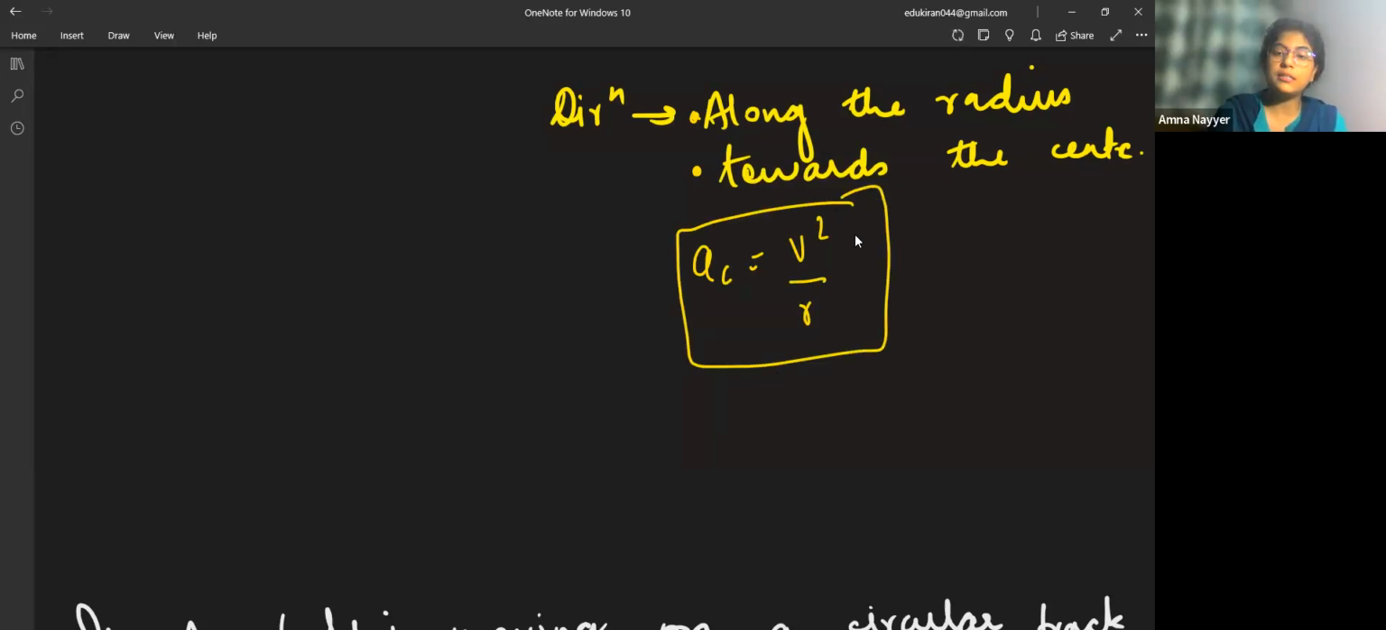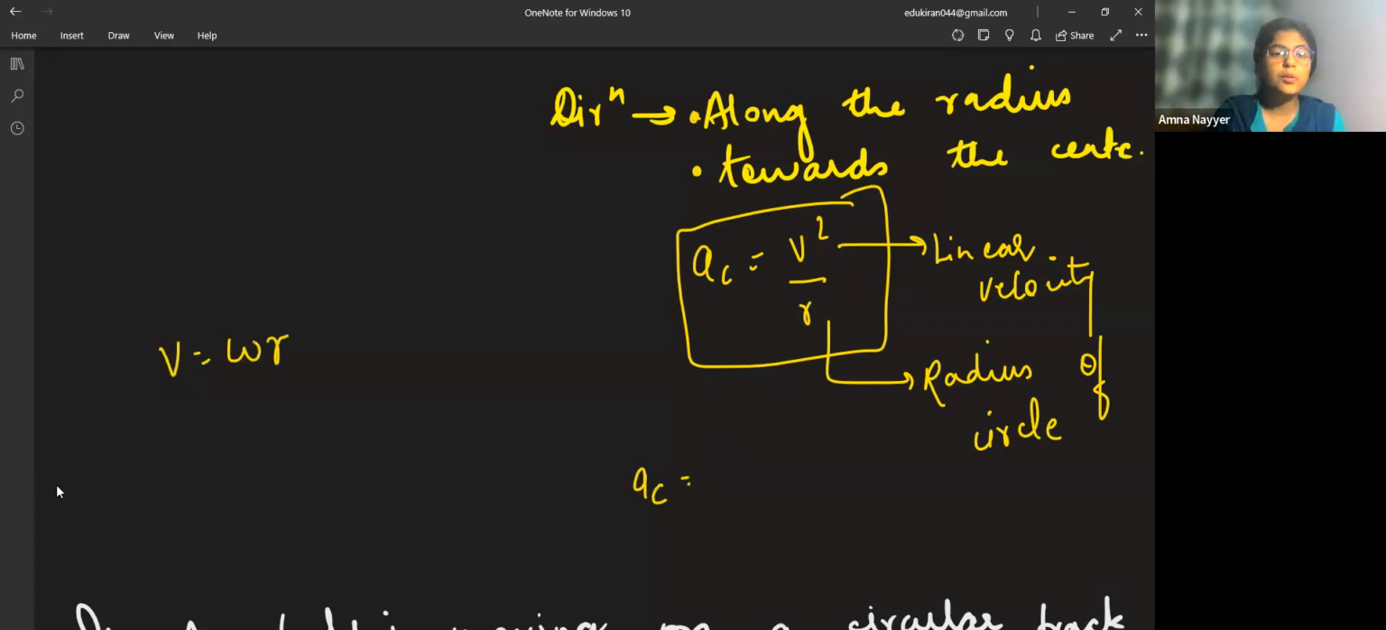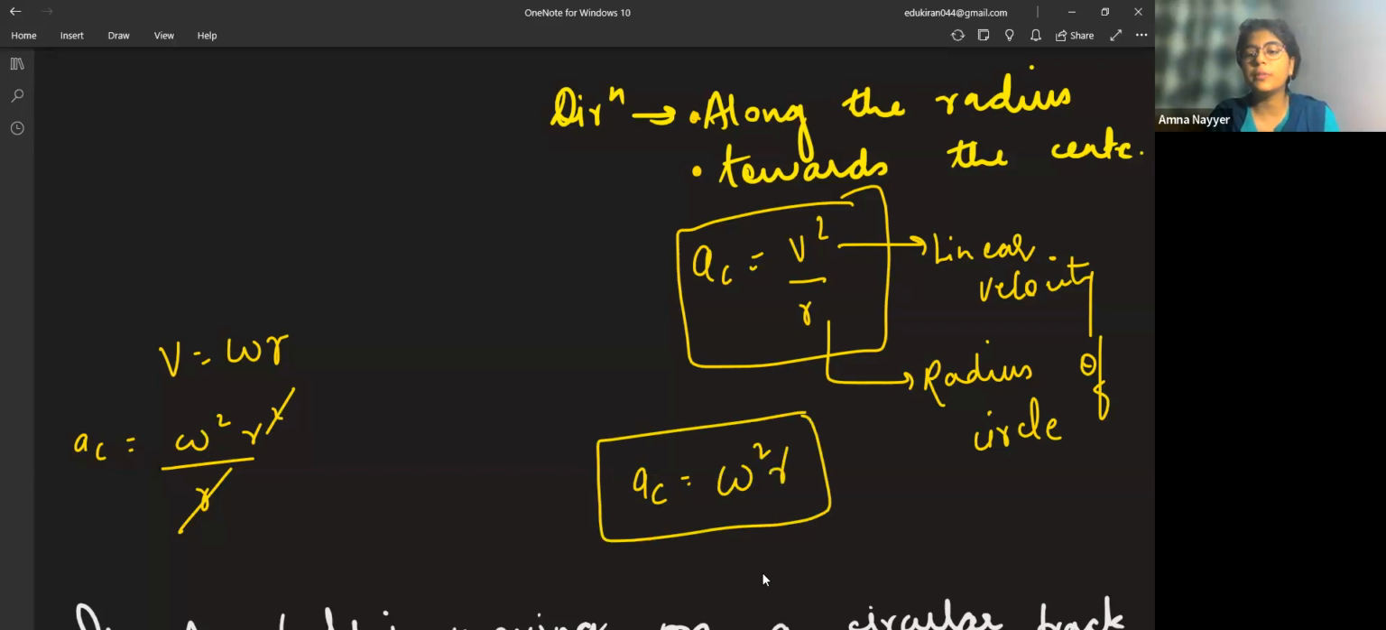Its relation with the linear velocity: what is v? V is the linear velocity and r is the radius of the circular motion or radius of circle. Sometimes omega is also given. So we know v is equal to omega r. Put in here, this becomes omega square r square by r. So acceleration becomes omega square r. This is also used, where omega is angular velocity.